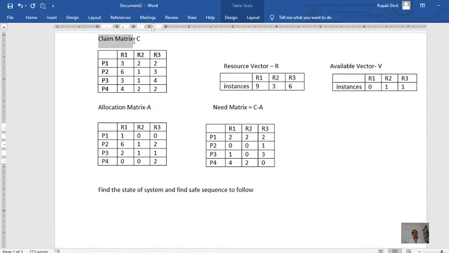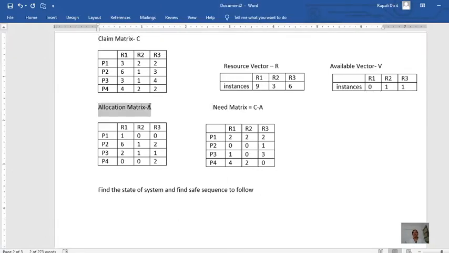Now, from the claim matrix C and the allocation matrix A, we are able to calculate the need matrix. The need matrix means, after the process execution is initiated and while it goes through the execution, what more resources are needed by the process. So the need matrix is obviously the total required resources of the process minus the total allocated resources to the process. So C minus A is going to give you the need matrix.